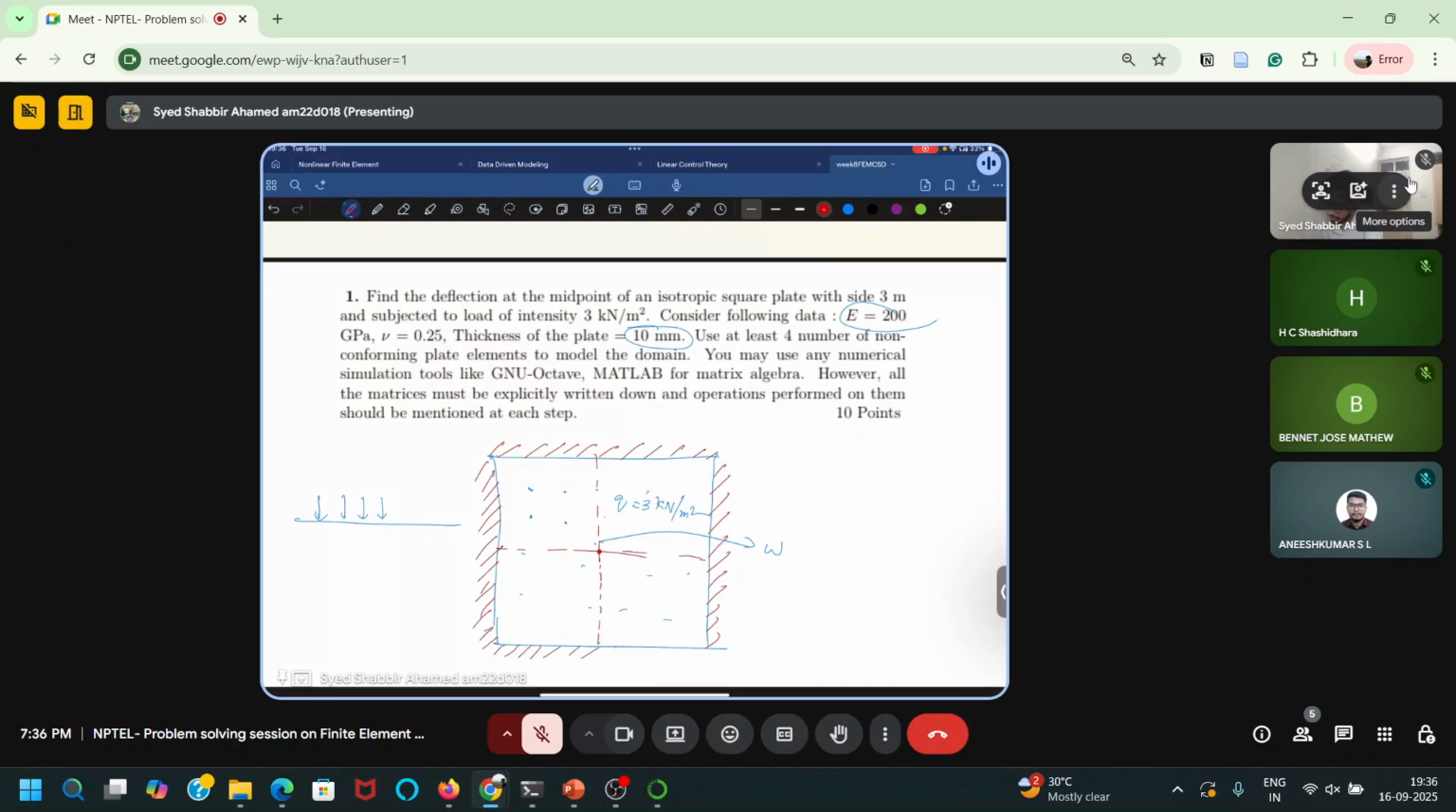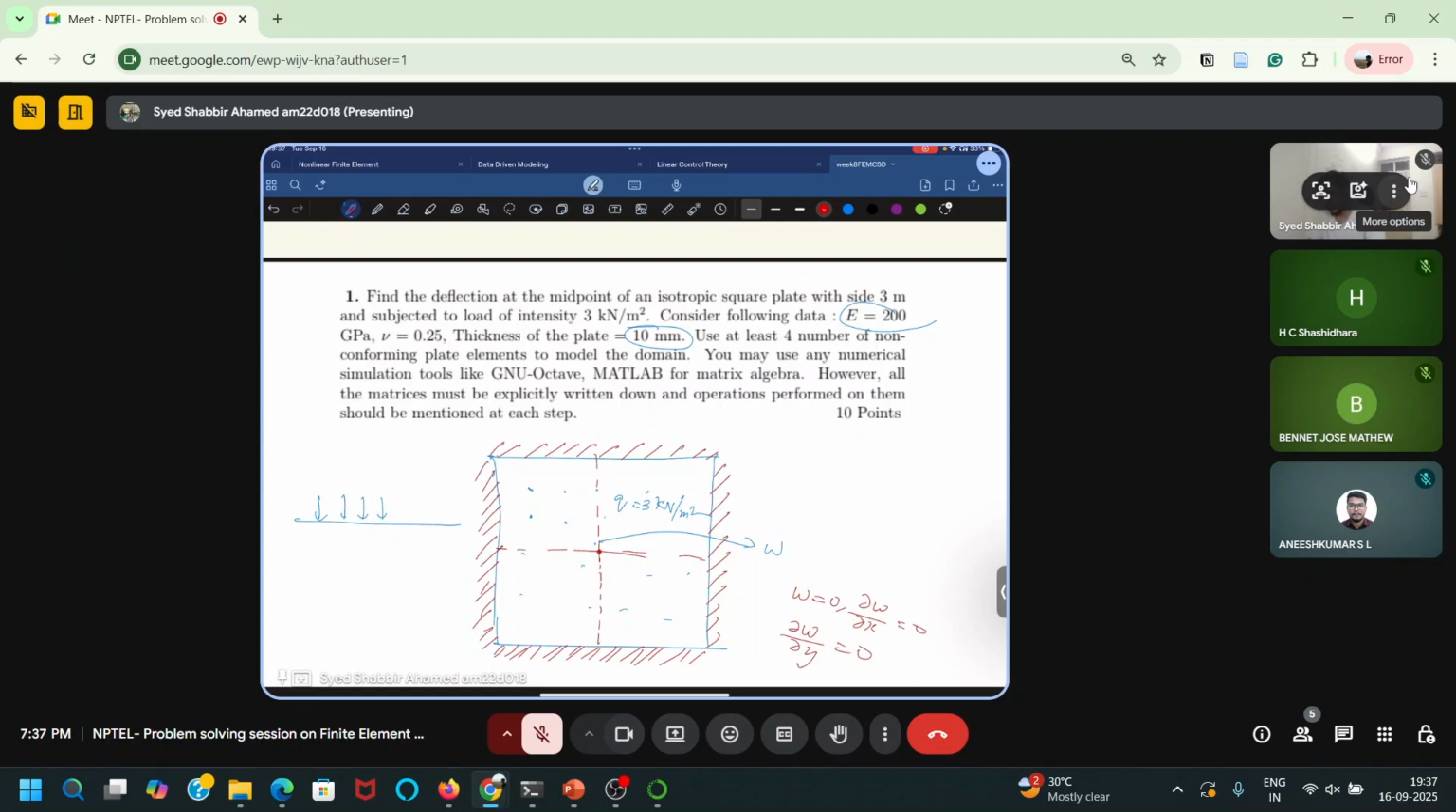Remember, in the 2D or 3D case we call it clamped, but in the 1D case we call it fixed. It means at the boundary, W is 0, and also W,x is equal to 0, and also W,y is equal to 0. So that is what clamped means.